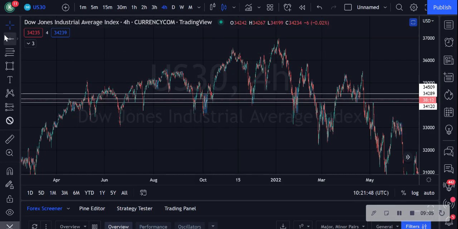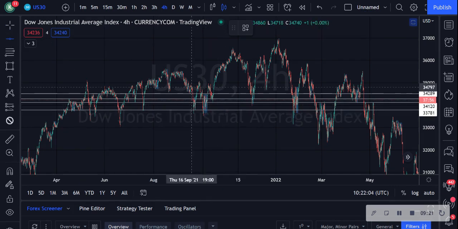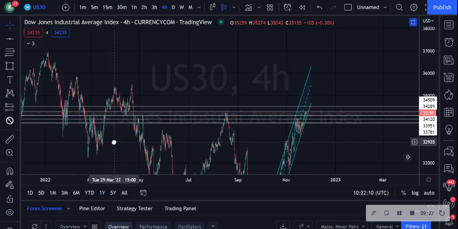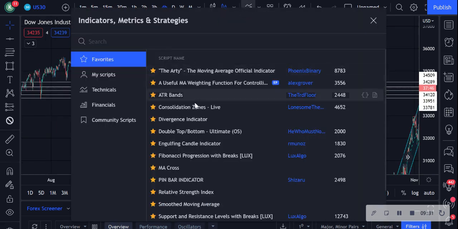But as we go along, you can actually see there's another one here. This seems to be a stronger zone. This looks like a fake out to me here, possibly. Yeah, there's another one here. This one could be another one here. I'll just draw it. There we go.